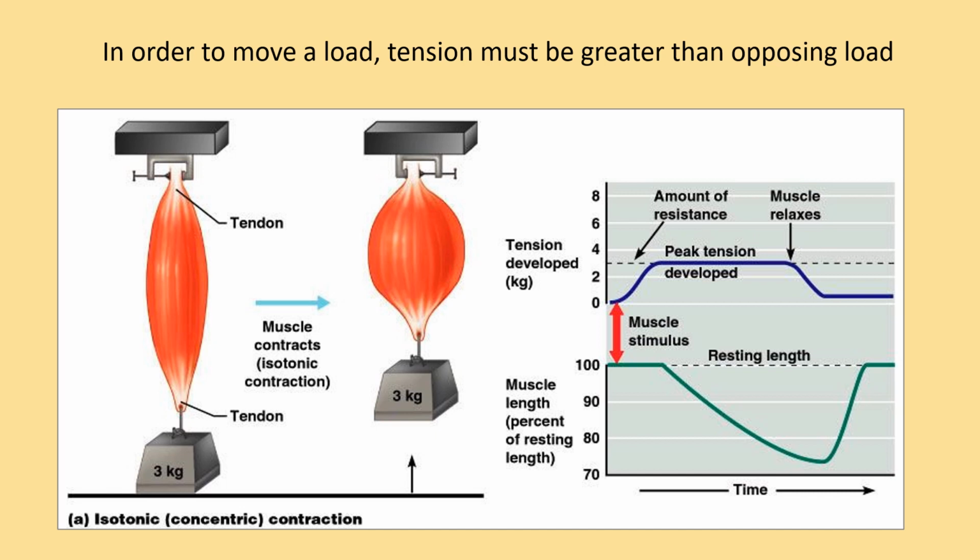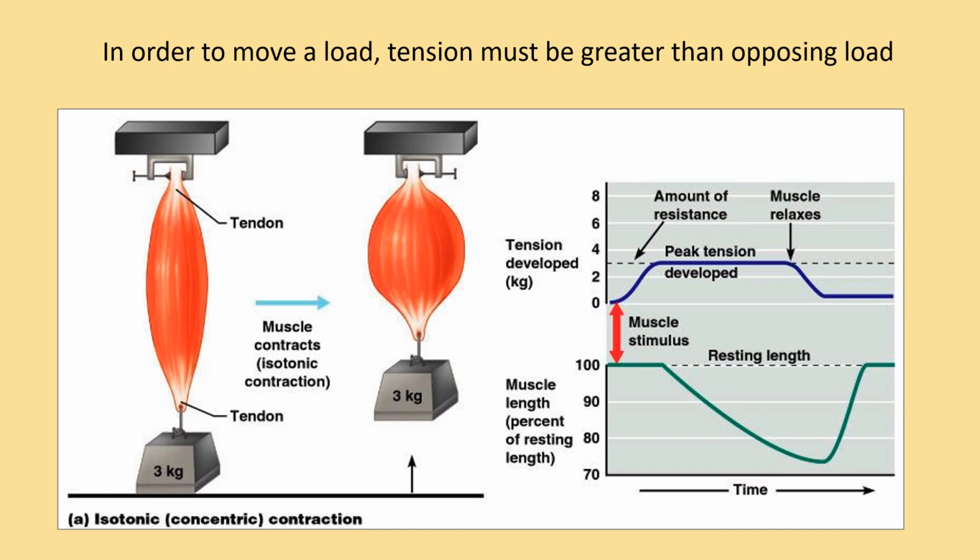And so now I'd like you to move over and take a look at the graph on the right. There are really 2 graphs here. The blue line represents the tension that the muscle develops over time, and the green line represents the length of the muscle over time. So let's start at time 0, where we see that bidirectional red arrow. At time 0, the muscle is developing no tension, and the muscle is at 100% of its resting length.